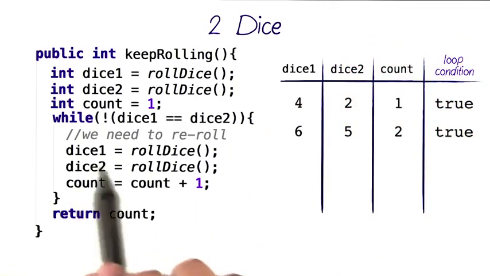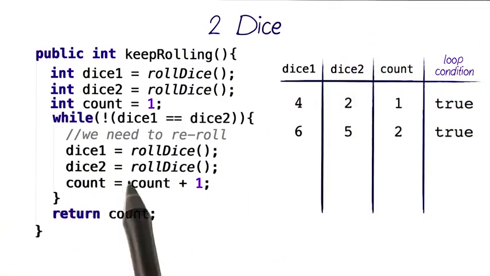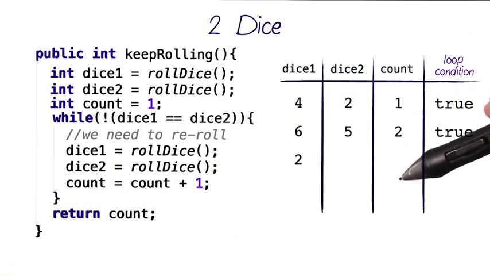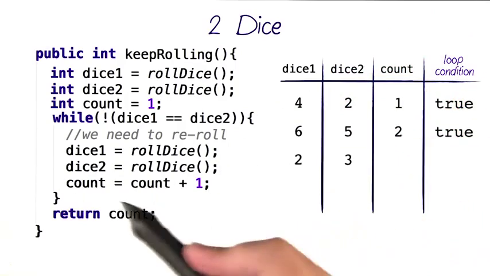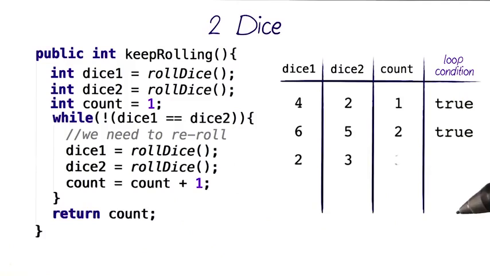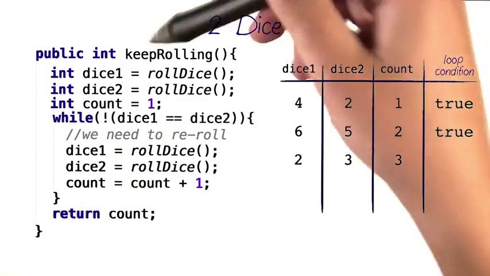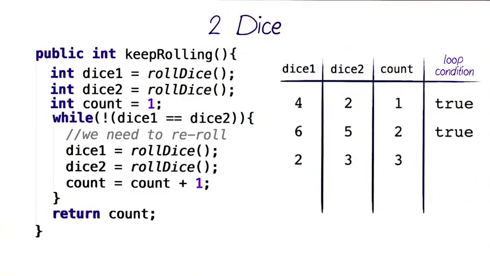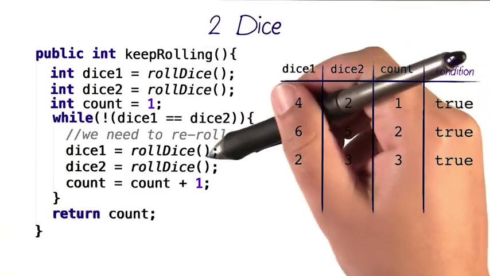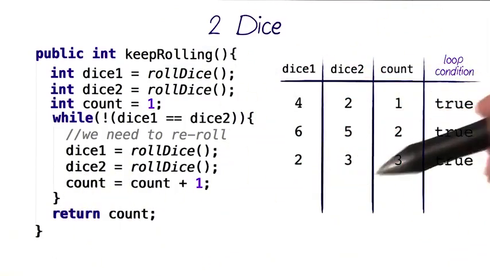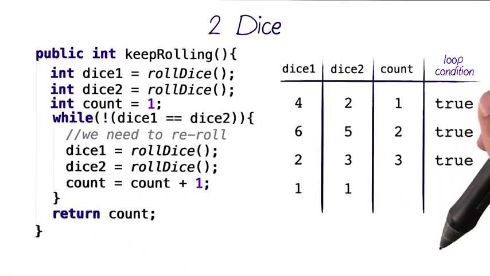So we step inside our loop again, and we update dice1 and dice2 using the rollDice again. Let's say this time we got 2 and 3. We add 1 to the count again, updating it to 3. And then we go back up and perform our loop condition. We check if dice1 and dice2 are not the same, and 2 and 3 are not the same, so that's true, which means we step inside our loop again. And then we update dice1 and dice2 again. Let's say this time we get 1 and 1.